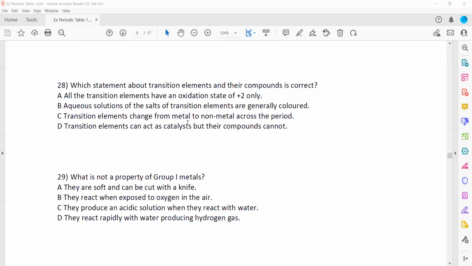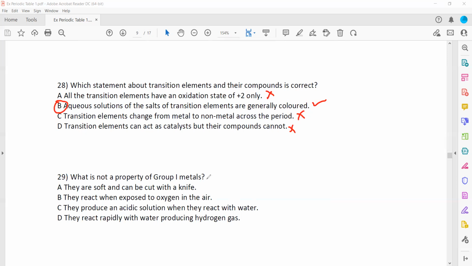Question 28. Which statement about transition elements and their compounds is correct? All transition elements have oxidation number +2. That's wrong, they have variable oxidation states. Aqueous solutions of salts of transition elements are generally colored. That is correct. Transition elements change from metal to non-metal. That is wrong. Transition elements can act as catalysts, but their compounds cannot. That is wrong, because their compounds can also. So B is the right statement.